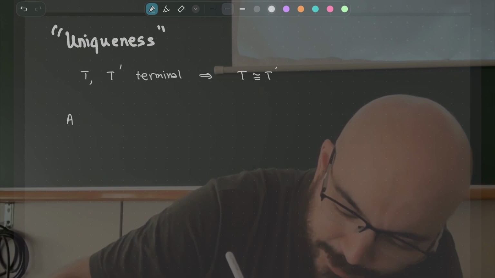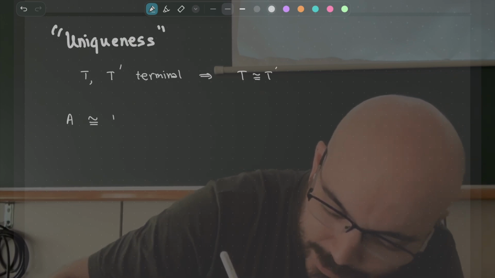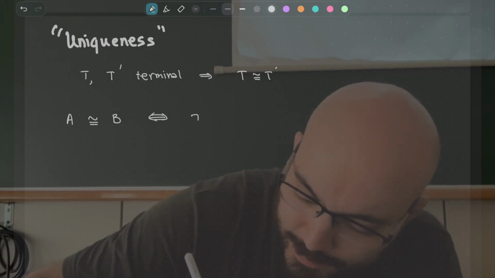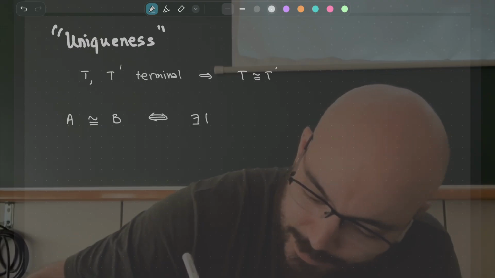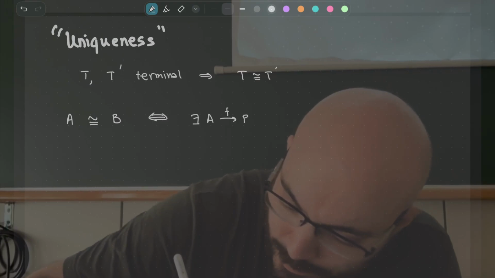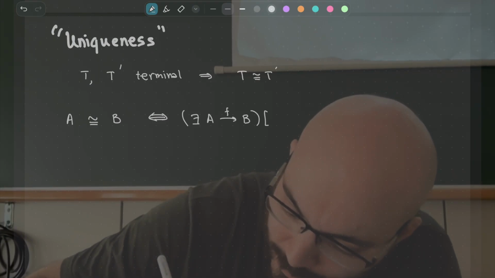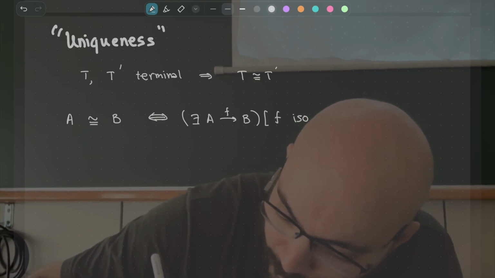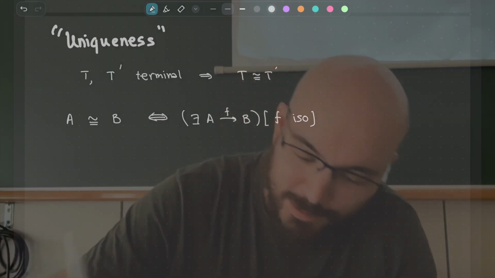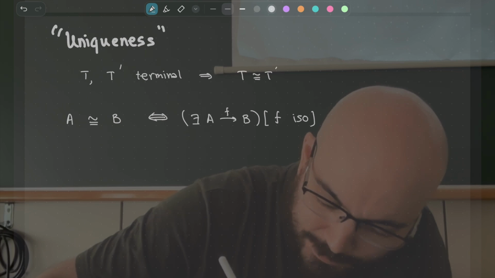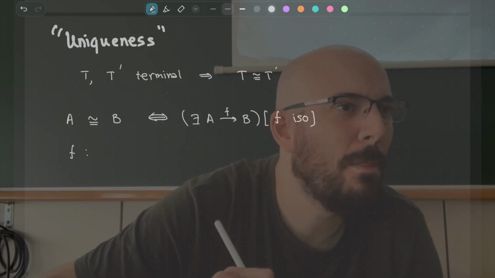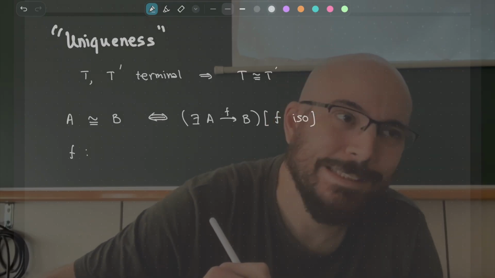If I have two objects A and B, I will say that they are isomorphic if there exists an F such that F is an iso. I'm just pushing back the actual meat of the definition, because I haven't said what it means to be an iso, but I will define it right now. Anyone has a good guess of what an iso would mean in a general setting? Yes, Sotiris? One-to-one. What's the problem with this?